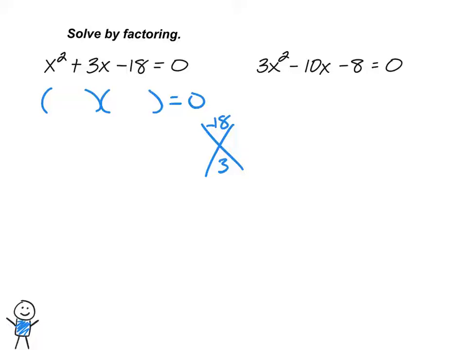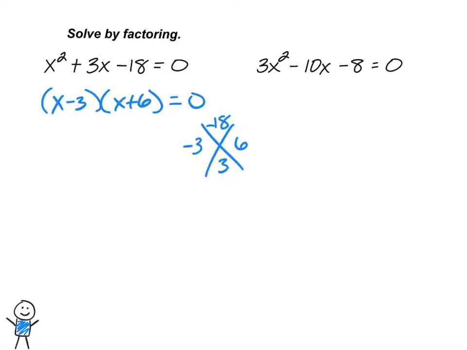So I'm looking for some combination of 3 and 6. To get a positive 3 as my sum, I'll have to put the negative with 3. So my factors here are x minus 3 and x plus 6. If I multiplied those out, it would give me a product of this. So it's been factored. Now that it's in factored form, we can find the solutions.